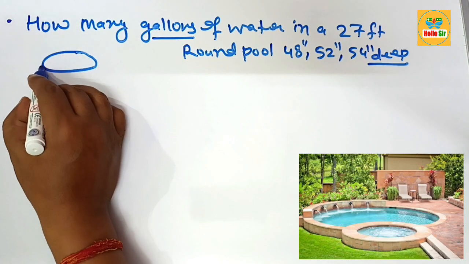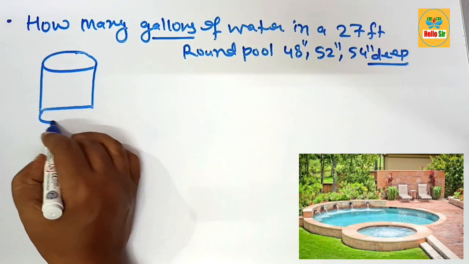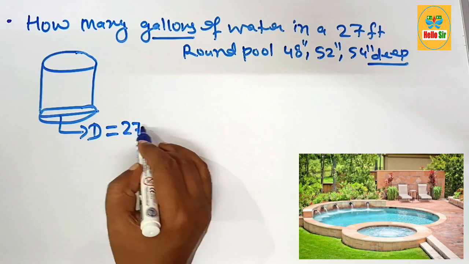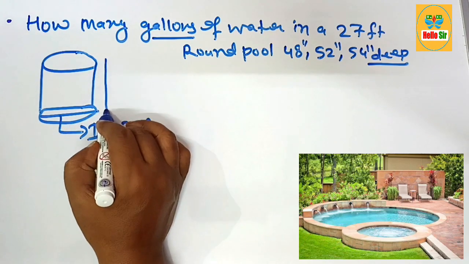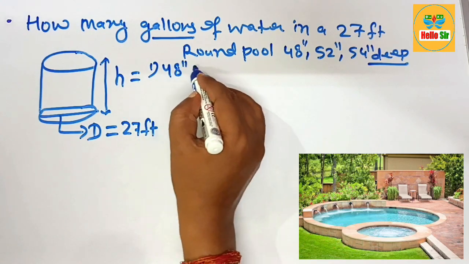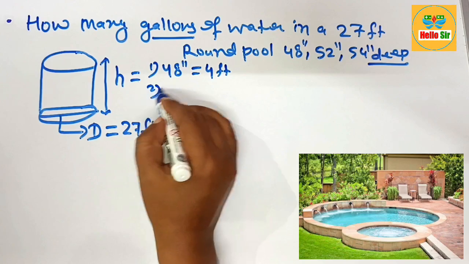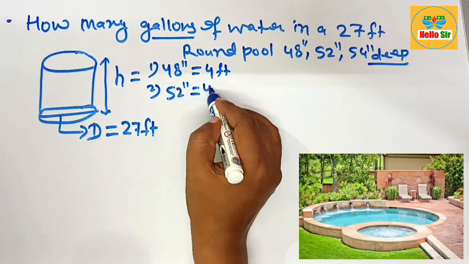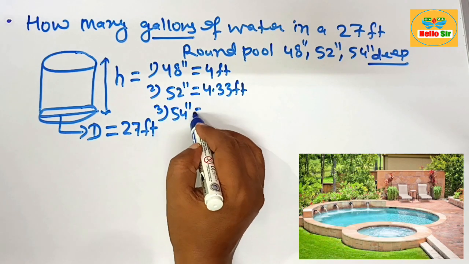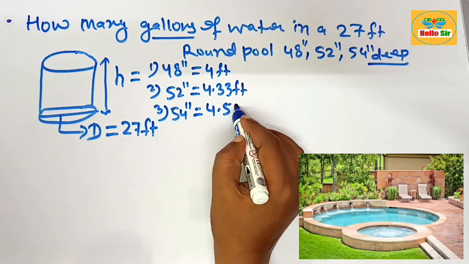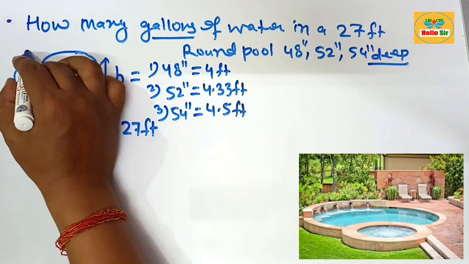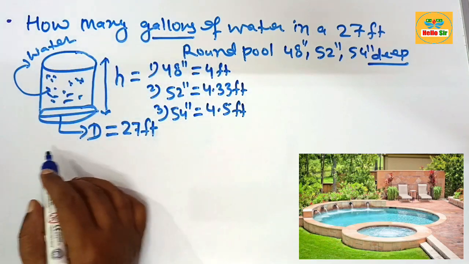This is the cylindrical shape pool, and this is the diameter of the pool, which is given as 27 foot, and this is the height of the pool. That is 48 inches deep, which means 4 foot, 52-inch deep equals 4.33 foot, and the third one, 54 inches, equals 4.5 foot. This space is filled with water, and you have to figure out the quantity of water in gallons.